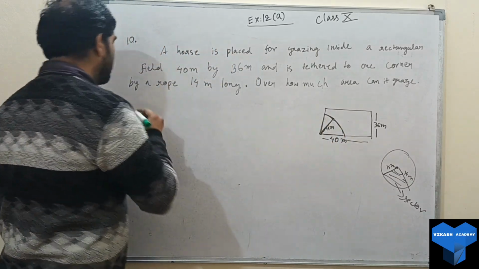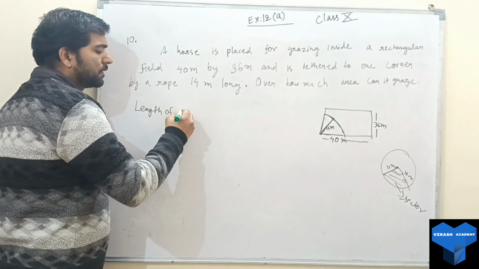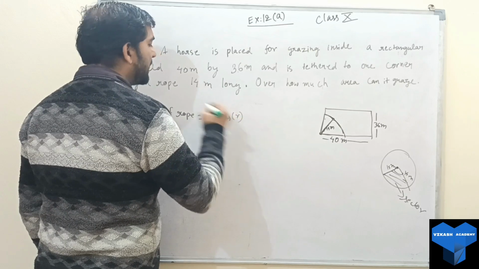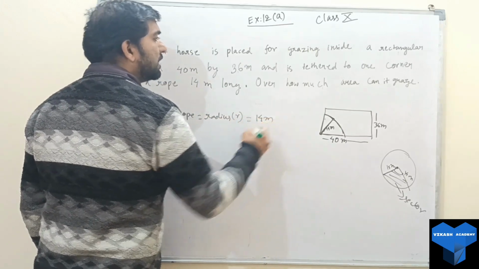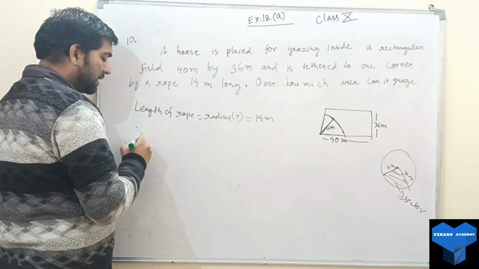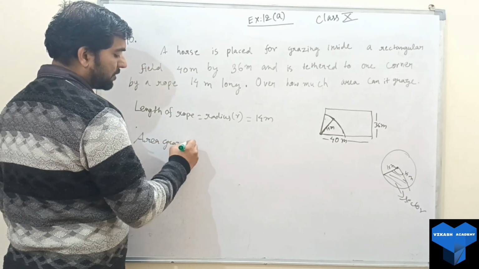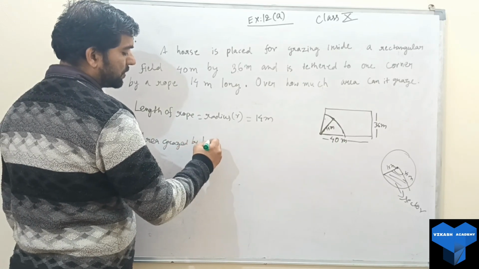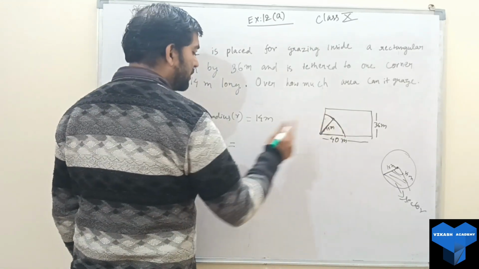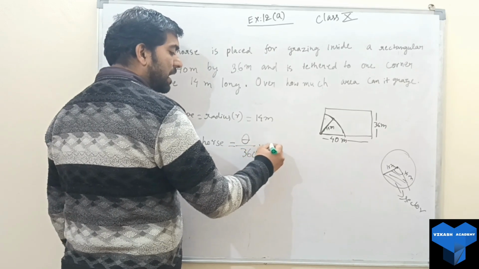So you write length of rope equal to, I can write, radius. Radius I am denoting with R, and it is 14 meter. Now, how much grass can the horse eat? So we write area grazed by horse will be, it's like a sector. The formula of sector you already know: theta by 360 degree into pi r square.